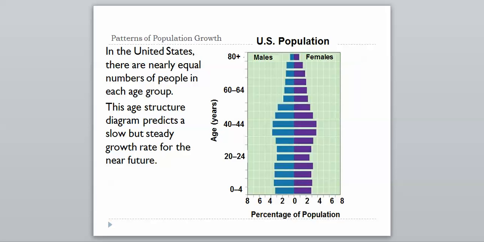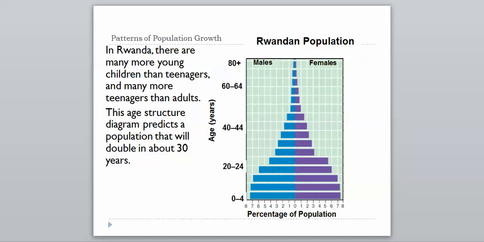However, there are a little bit more towards the bottom than towards the top, so it's going to predict a slow but steady increase in our growth rate for the near future. So we're not going to go crazy in the U.S., but we will have a steady growth rate, or a steady increase in our population.